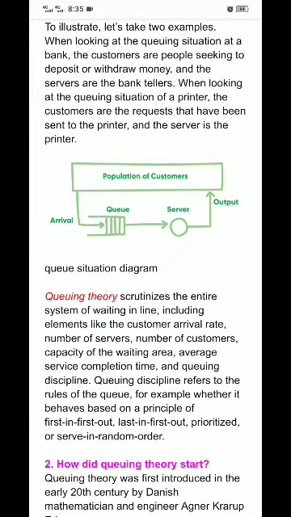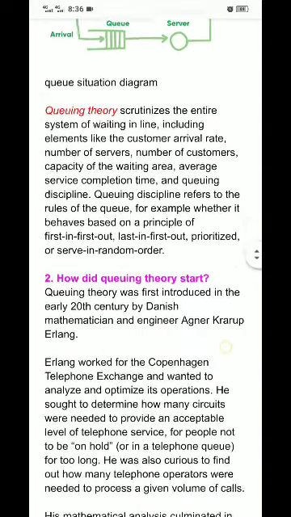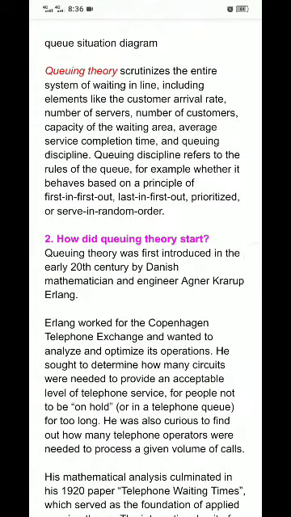So queuing theory scrutinizes the entire system of waiting in line, including elements like the customer arrival rate, number of servers, number of customers, capacity of the waiting area, average service completion time, and queuing discipline. Queuing discipline refers to the rules of the queue. For example, whether it behaves based on the principle of first in, first out, last in, first out, prioritize, or serve in random order.